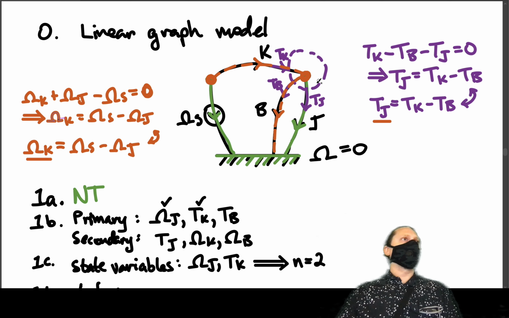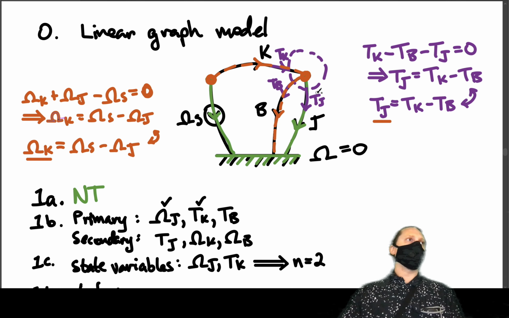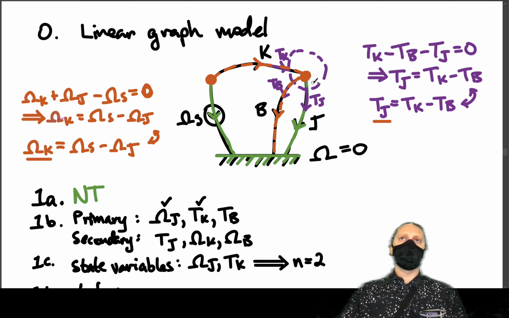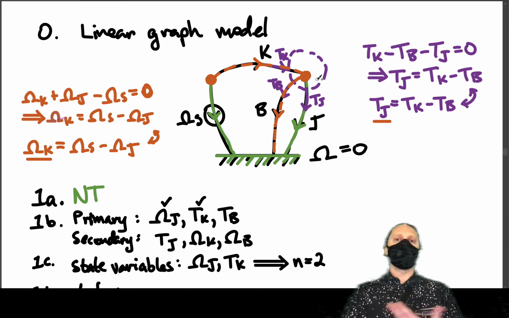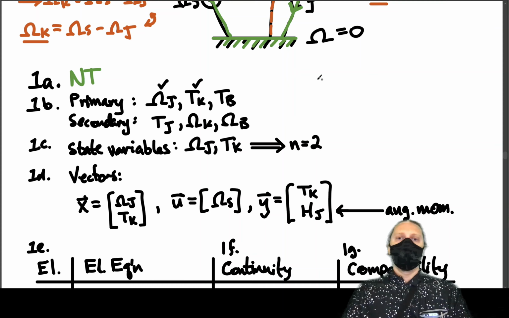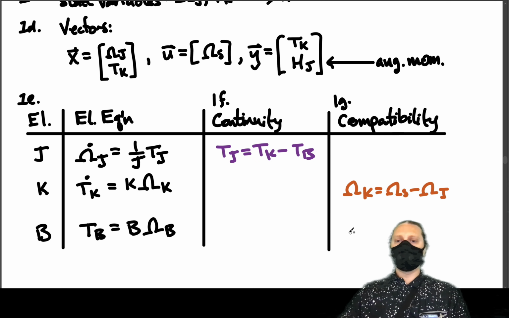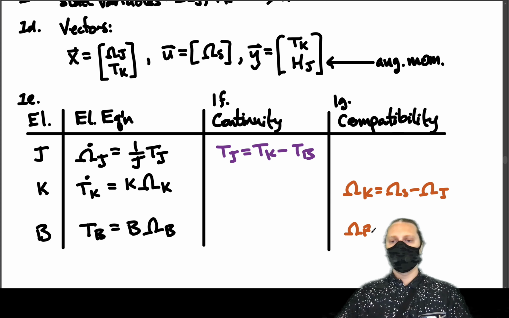You also could recognize that this is just like when you have two elements in parallel in a circuit. They share the same voltage. In this case, they share the same, what's the across variable here? Angular velocity. They share the same angular velocity. So you could just say omega B equals omega J.